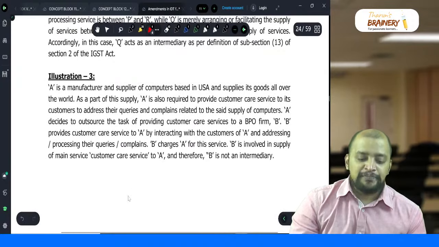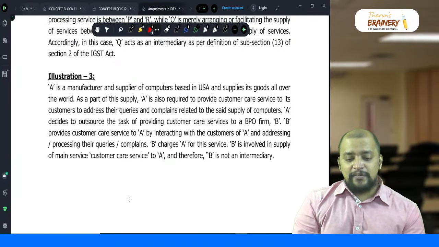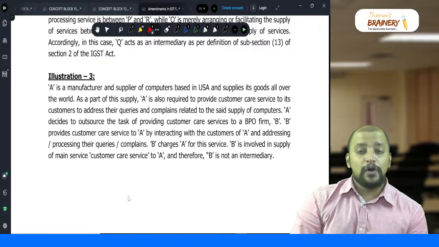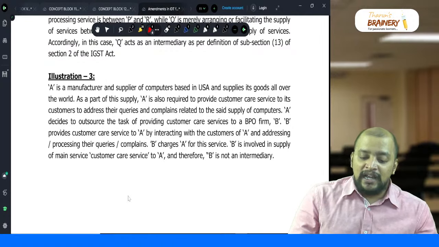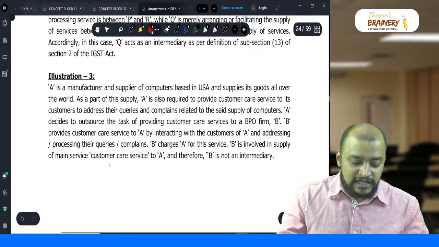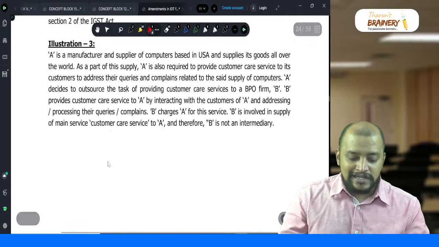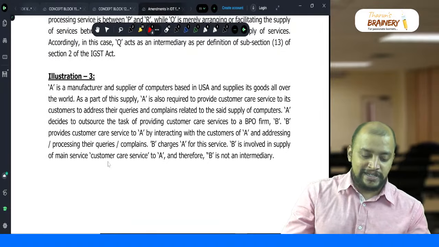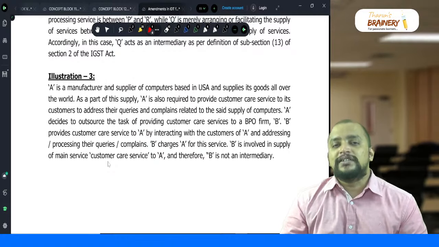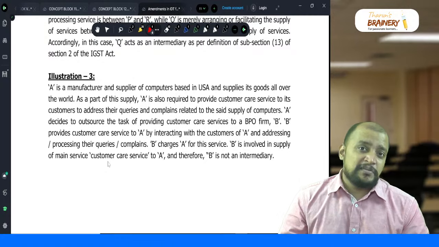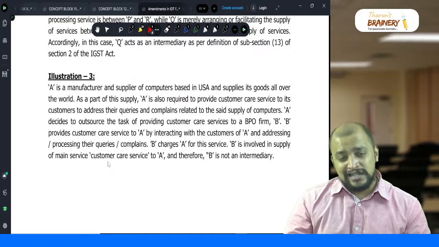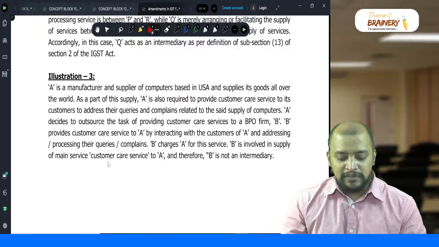Okay. Then illustration 3. A is a manufacturer and supplier of computers based in USA and supplies its goods all over the world. As a part of this supply, A is also required to provide customer care services to its customers to address their queries and complaints relating to the said supply of computers. A decides to outsource this task of providing customer care to a BPO. Again, B is not providing intermediary service, because they are providing the customer care service which A has to provide. So that is just outsourced work only. So not an intermediary. Understood?